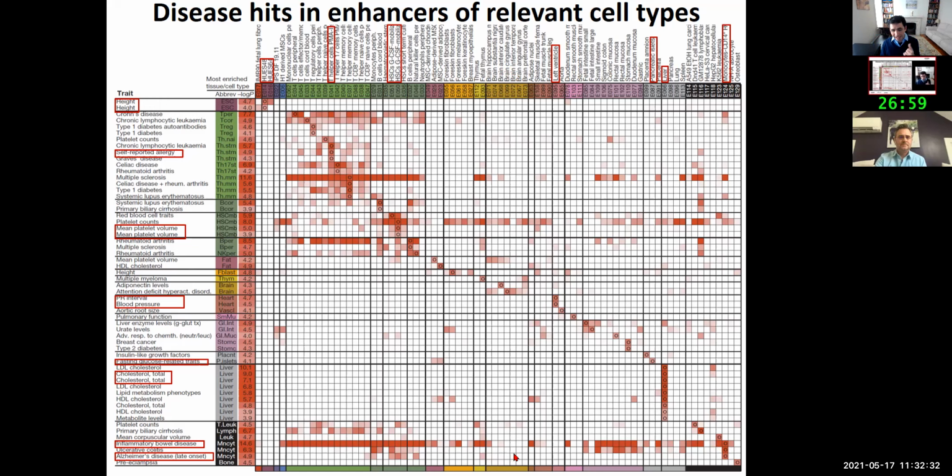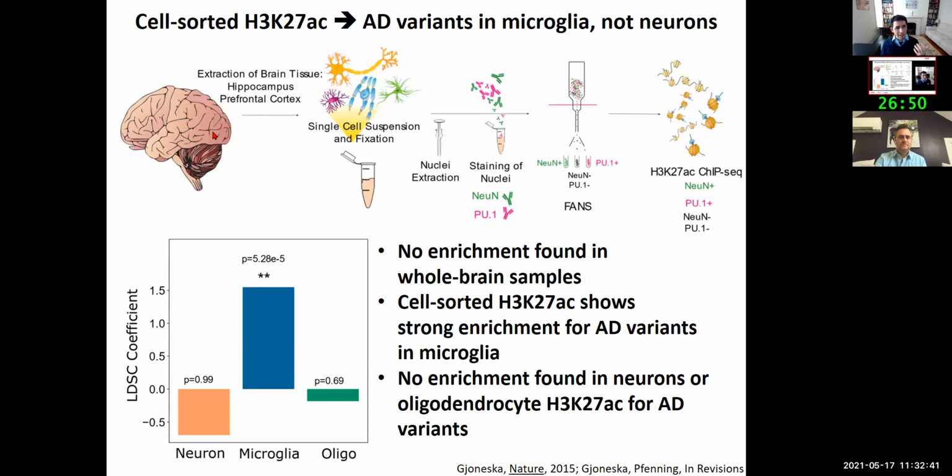But that suggests that's why we don't see an enrichment for the whole tissue, because that signal is hidden in a very small minority of cells. We can test that hypothesis by specifically cell sorting neurons, microglia, and other glia, the majority of which are oligodendrocytes in this assay, and then carrying out the chromatin immunoprecipitation experiment for this enhancer-associated mark, and finding that indeed the genetic variants for Alzheimer's are specifically enriching in microglial enhancers according to this signature.